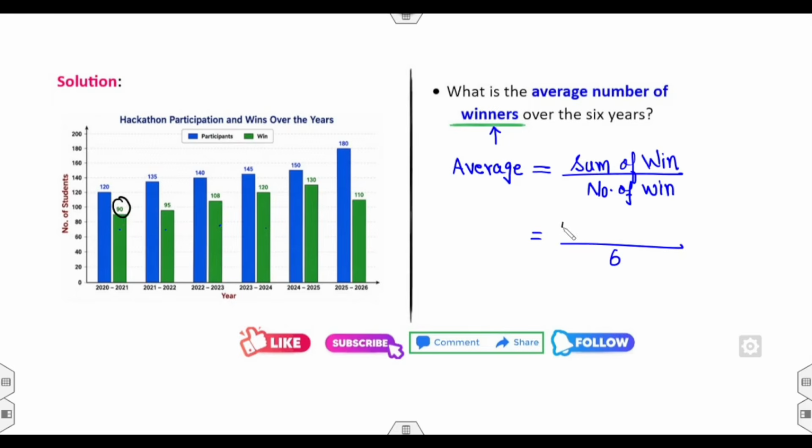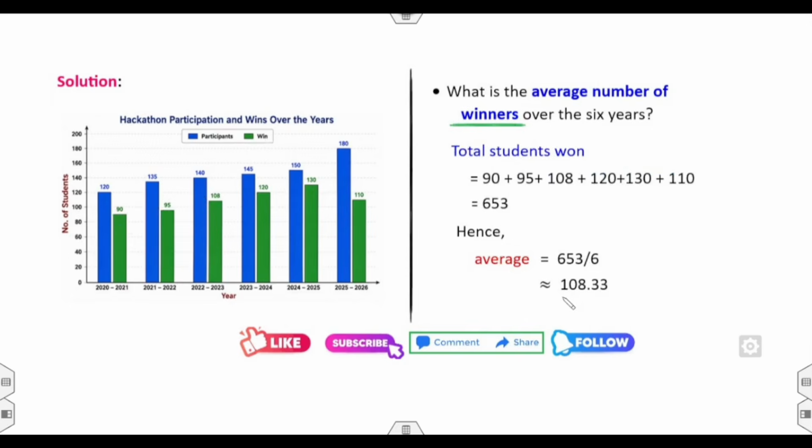The first is 90, plus the second, 95, plus the third, 108, because my target is to find the winners, and winners are represented by the green color. 108 plus 120 plus 130 plus 110. After the calculation, whatever answer you have obtained, 108.33 is the required average number of winners over the last 6 years.